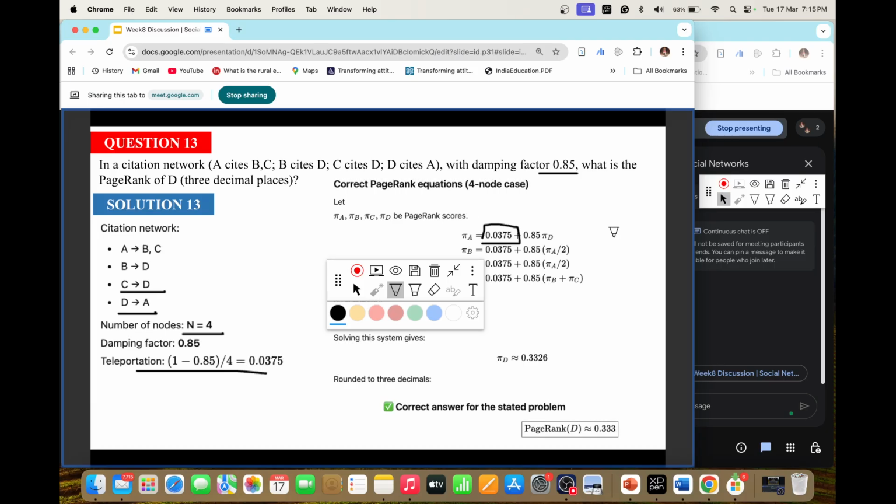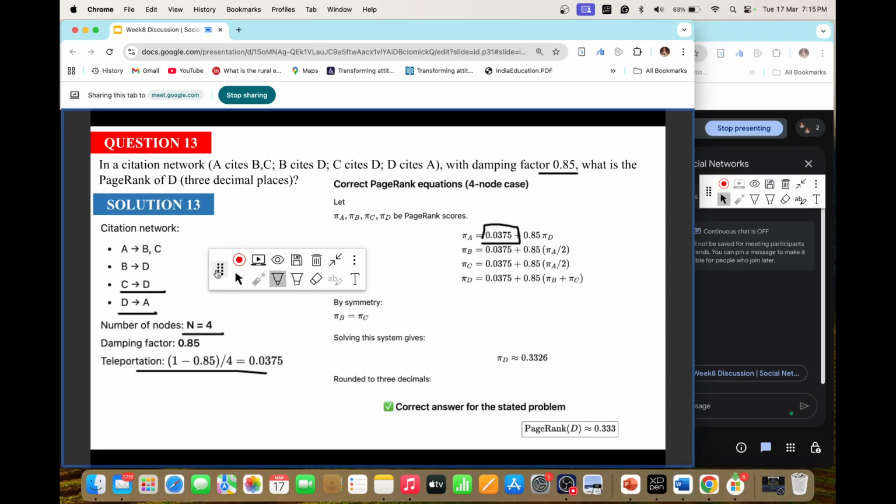Yeah, so how will we calculate it? So pi A, pi B, pi C, and pi D are the PageRank scores. First we will talk about A. A is followed by D, so we will be talking about the incoming link. That is why it is 0.85 times pi D. Now what about B?